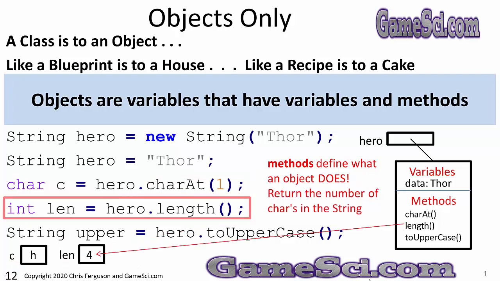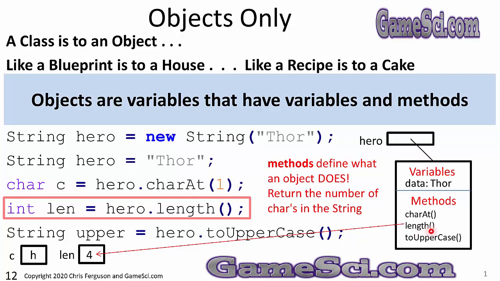Let's do it again. Let's make sure we understand how objects work and that objects are variables that have variables and methods. Methods define what the object does. In this case, the length method will return the number of chars in the string. What does that mean? Once again, we'll start with the object reference. Remember, here is a reference variable. The dot says go inside the object the reference points to and execute the length method.